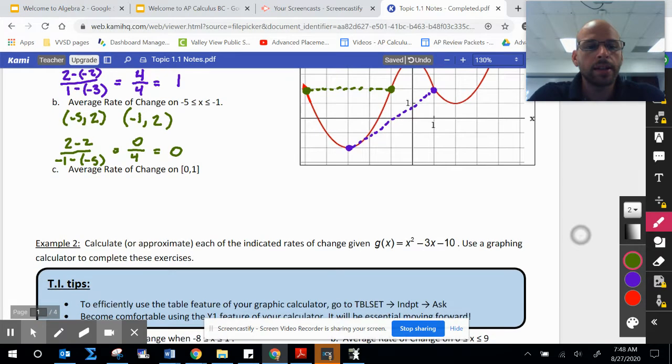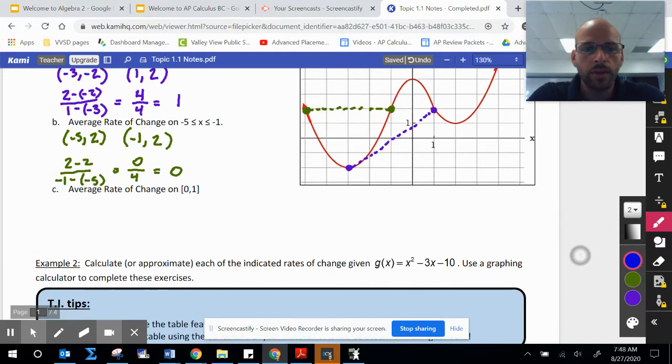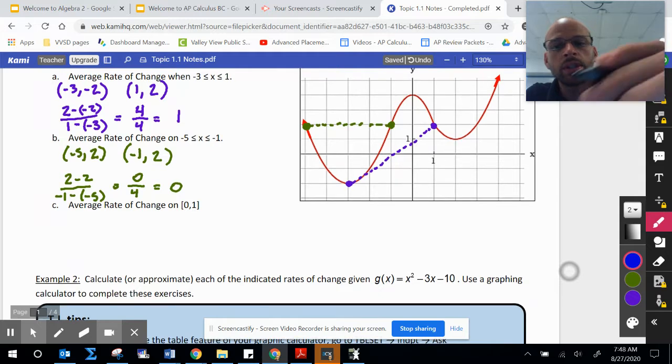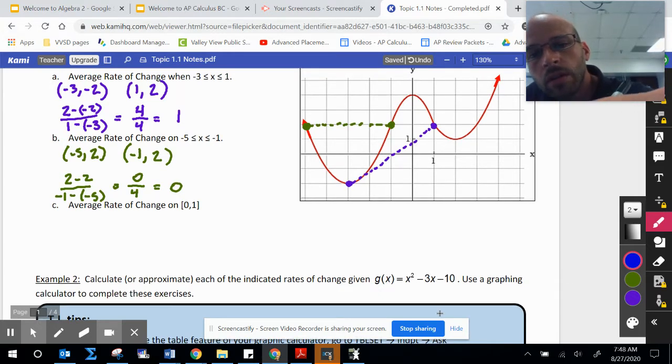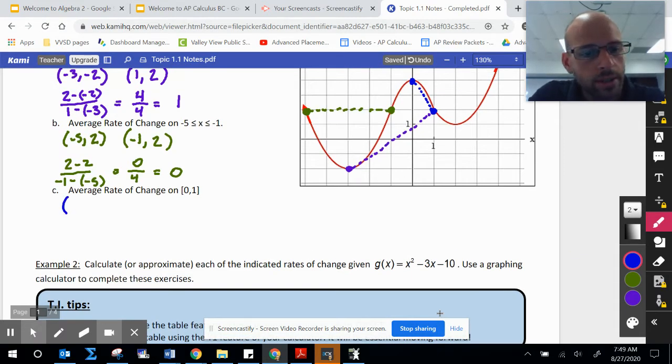Okay, and then last but not least, part C is just a different way to write an interval. So we have interval notation here instead of the inequality. But if I do the average rate of change between 0 and 1, there we go, 0 and 1. Again, you can see that secant. I'm going to write my coordinates. So at 0, I'm at a y value of 4.